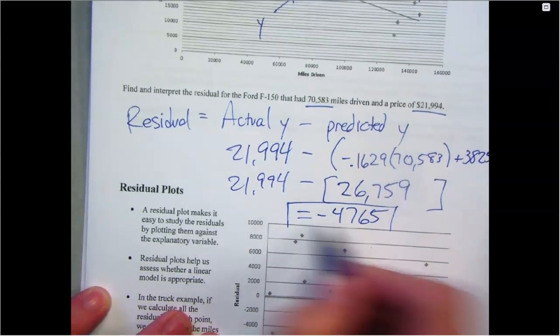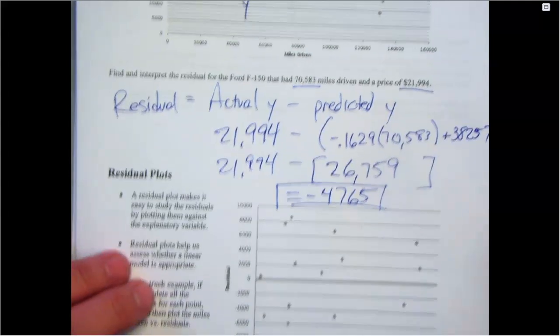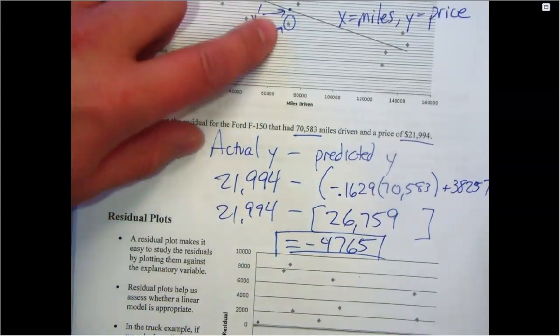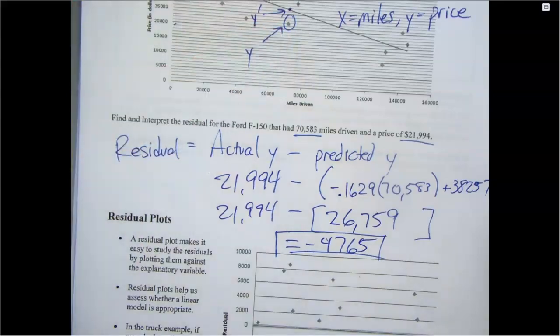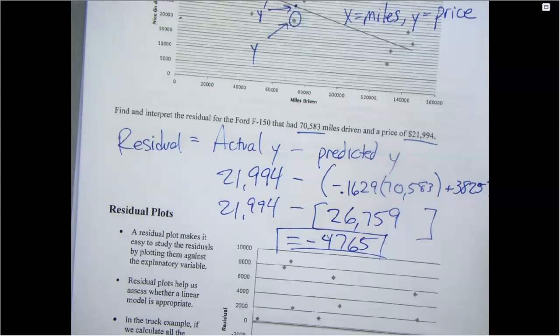So I get negative 4765. And I'm just going to compare that to the graph and be like, I got a negative number. That point should be below the line. It is. That helps confirm that I'm on the right track. It doesn't mean I got it right, but it means I didn't get it horribly wrong.